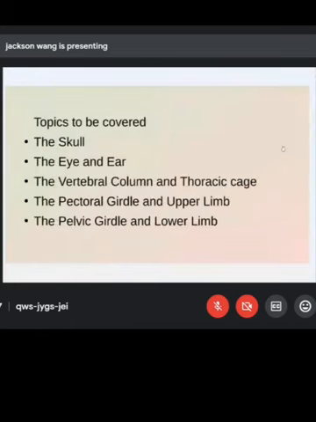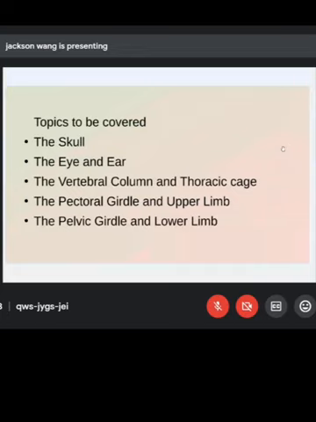So, the topics to be covered: the skull, ce qu'on appelle en français le crâne, the eye and ear, l'œil et l'oreille, the vertebral column and thoracic cage, la colonne vertébrale et la cage thoracique, the pectoral girdle and upper limb, and the pelvic girdle and the lower limb. So, la partie pectorale et le membre supérieur, ainsi le pelvis et le membre inférieur.